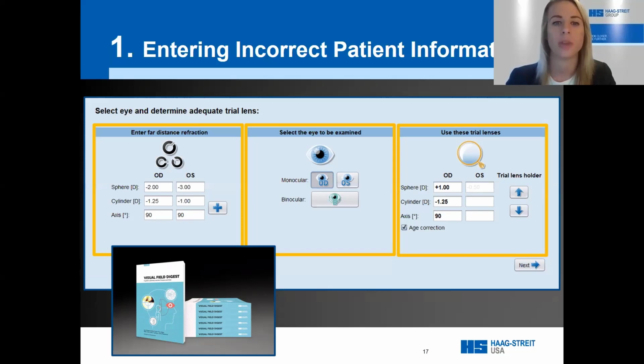For more information on how your Octopus 900 perimeter will calculate the proper trial lens, please refer to the Visual Field Digest found on the Haag-Streit website.